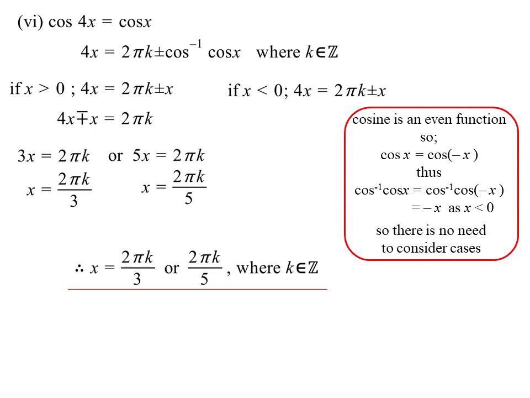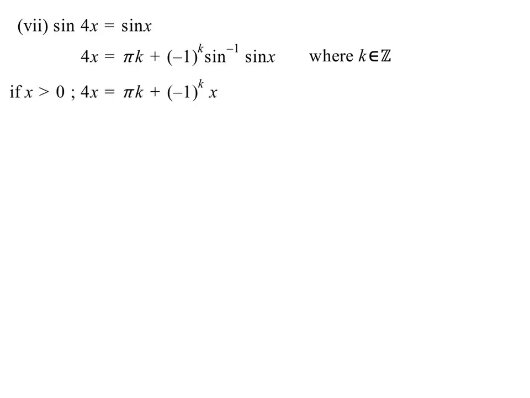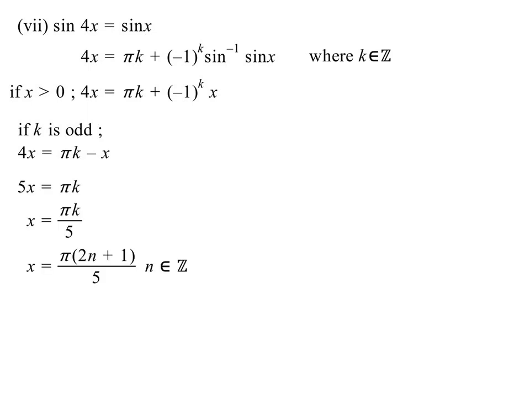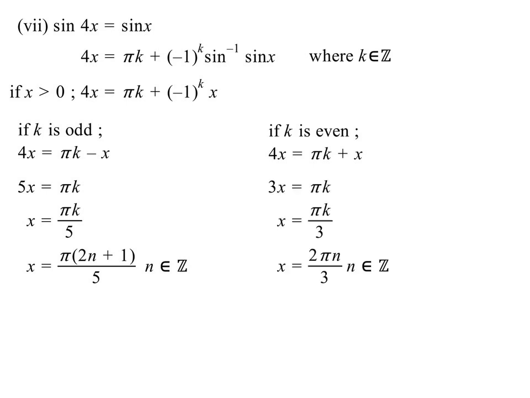Alright, let's do another one. Sine 4x is sine x. Wow. Again, I'm going to have this situation. Let's treat positives. 4x will be pi k plus that. But now I have to worry about whether k is an odd number or whether k is an even number, because that will change whether that's negative or positive. So if k is odd, 4x will be pi k minus x. Moving it over, I get this wonderful solution for x. But if it's even, then it becomes 3x is pi k, and I get that beautiful solution.